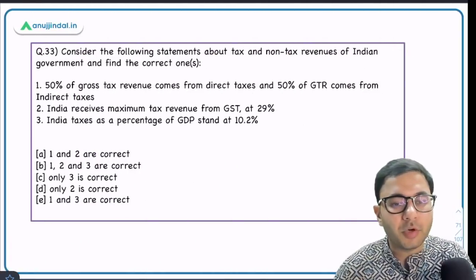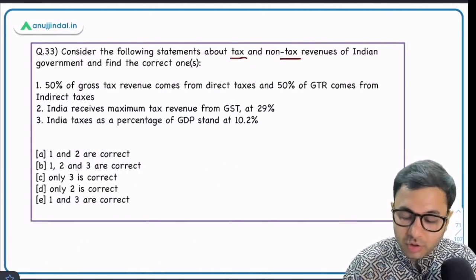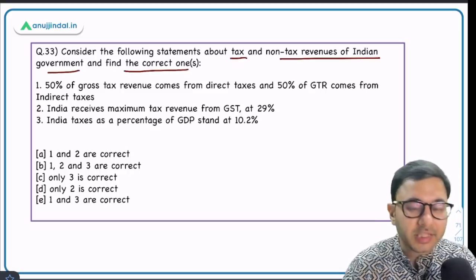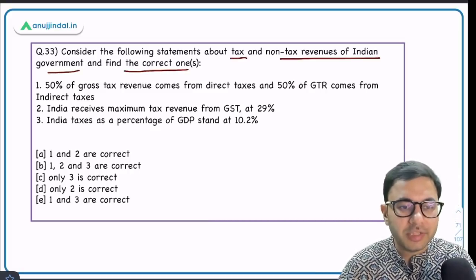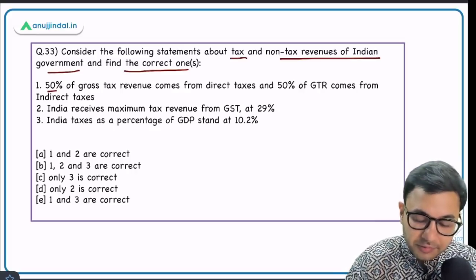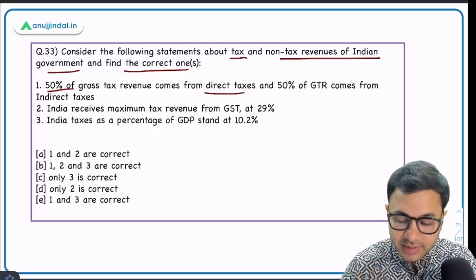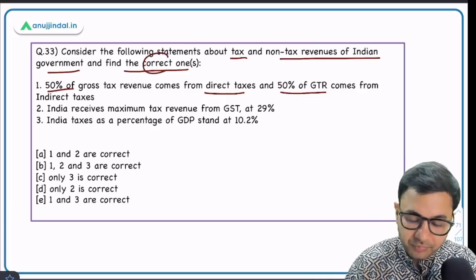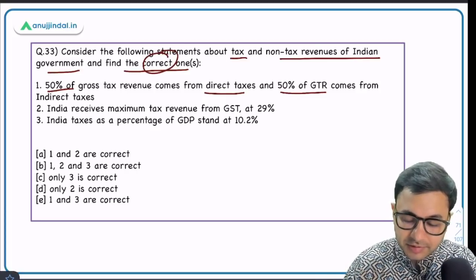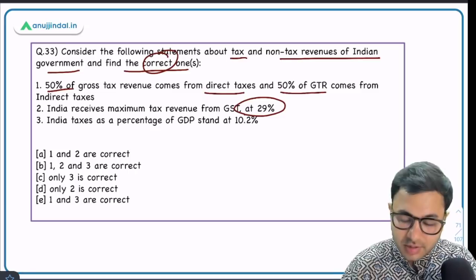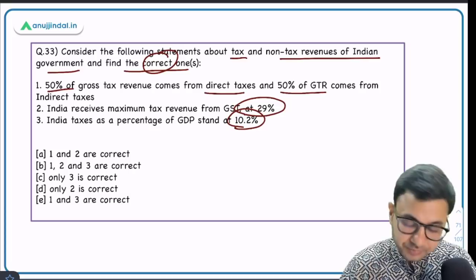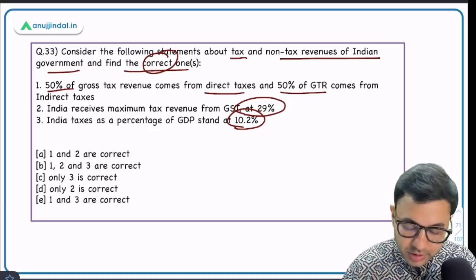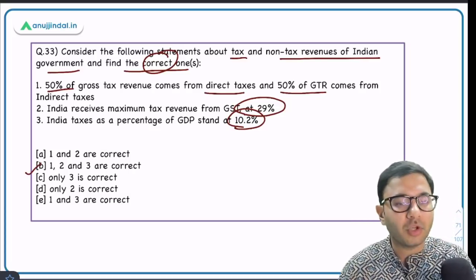Question 33: Consider the following statements about tax and non-tax revenues of the Indian government and find the correct ones. Tax and non-tax revenues of the Government of India. 50% of gross tax revenue comes from direct taxes and 50% of gross tax revenue comes from indirect taxes. India receives maximum tax revenue from GST at 29%. Indian taxes as a percentage of GDP stands at 10.2%. All the options, 1, 2, 3 are correct. So the correct answer is option number B.